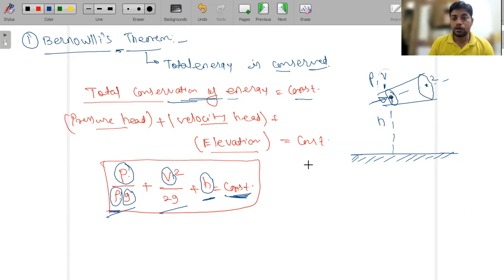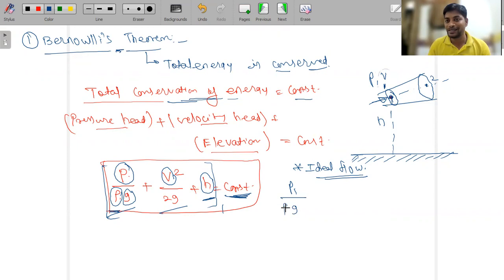For this we also consider that it should be an ideal flow. If it is an ideal flow, then the total energy at point 1 will be equal to the total energy at point 2. I take subscript 1 for point 1 and subscript 2 for point 2. So this will be P1 by rho G. Rho is the density, and the fluid is not changing from position 1 to position 2, so I'm not changing that.